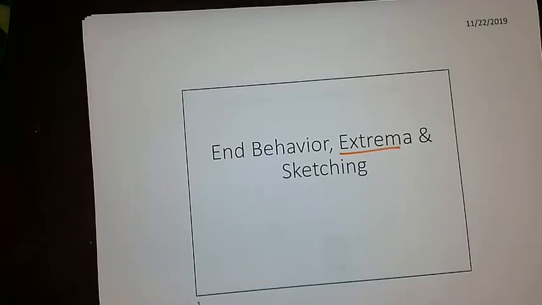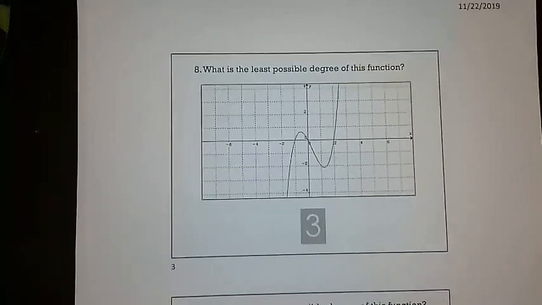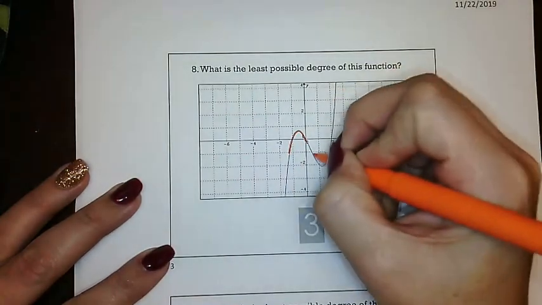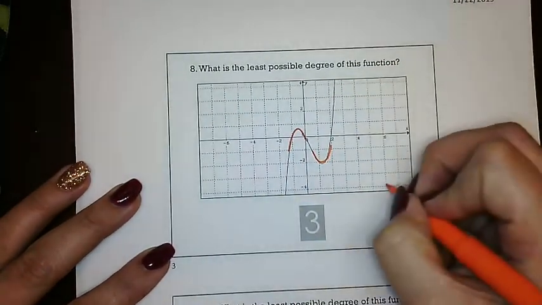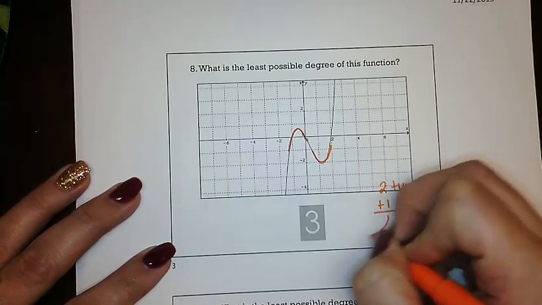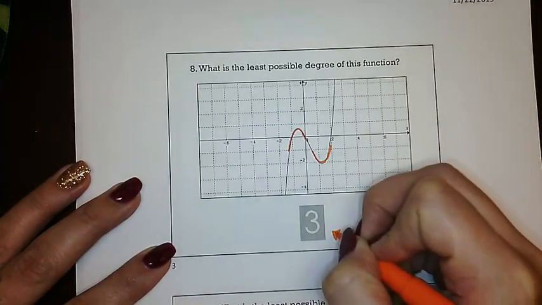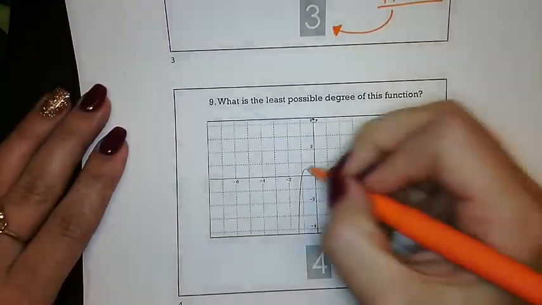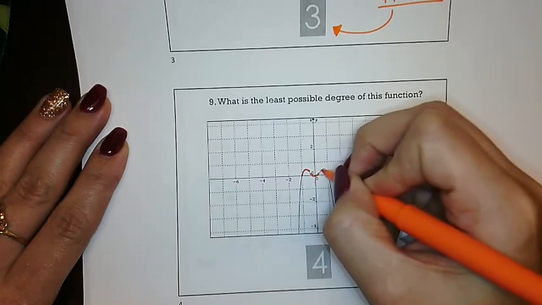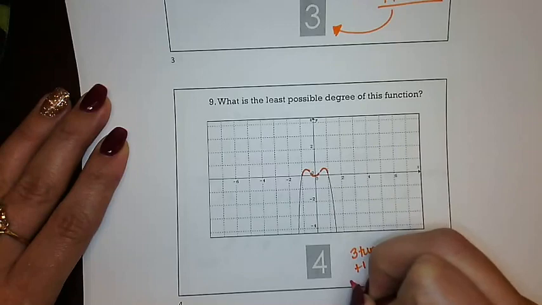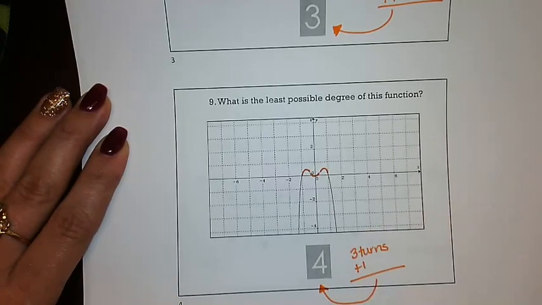So let's look at an example. What is the least possible degree of this function? We take the number of turns. I have 1 here, second one here, so 2 turns. I add 1 to get 3. Same thing with this example. I have 1 turn here, 2, 3. 3 turns plus 1 gives me a degree of 4.